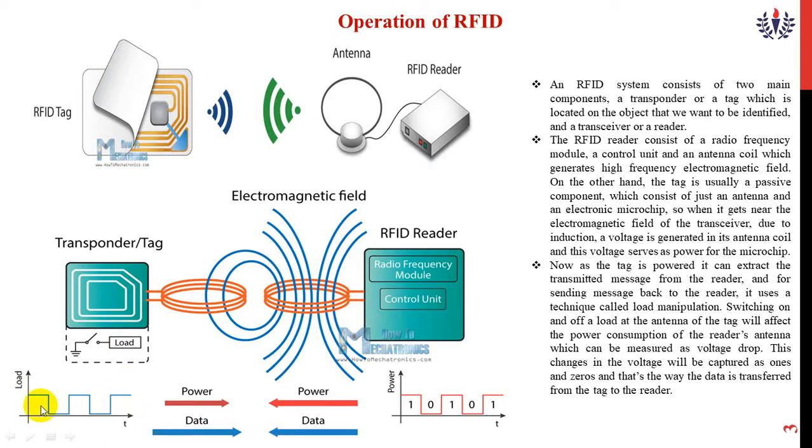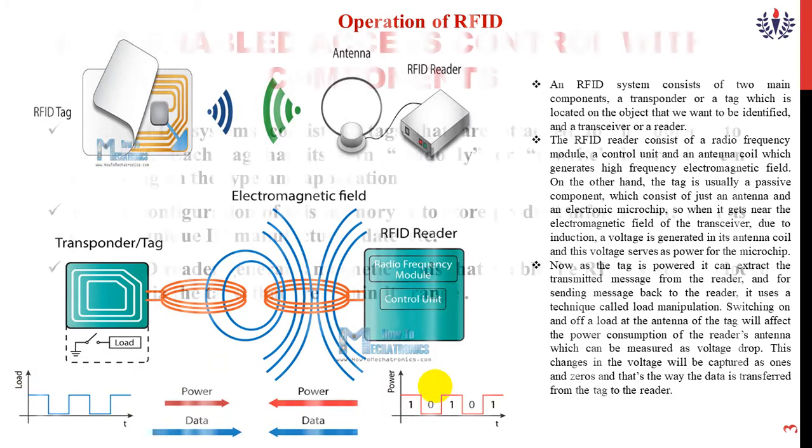On the x-axis is time, and on the y-axis is the load. The top portion is called the on pulse, and the bottom portion is called the off pulse. Simultaneously, on and off pulses will be there. From the transmitter it will be transferred to the RFID reader in binary numbers, 1 and 0. Wherever it is on, you get 1. Wherever it is off, you get 0. Any doubts? No, sir. Okay.